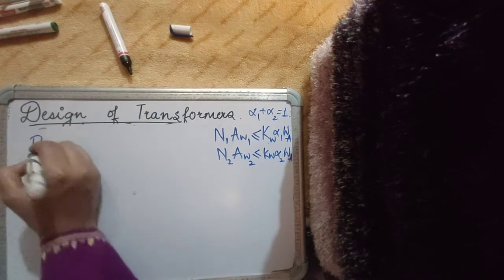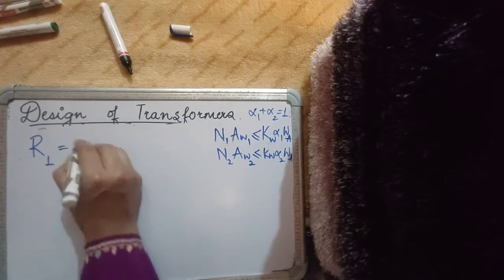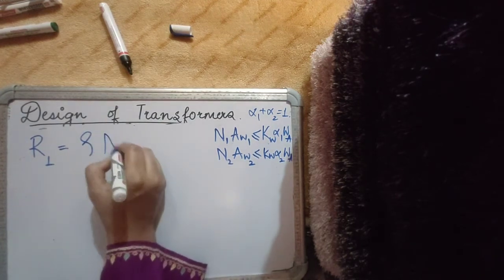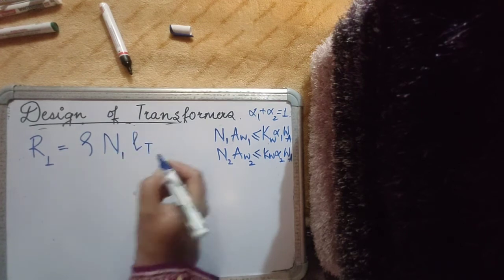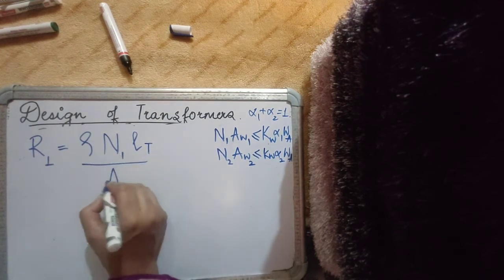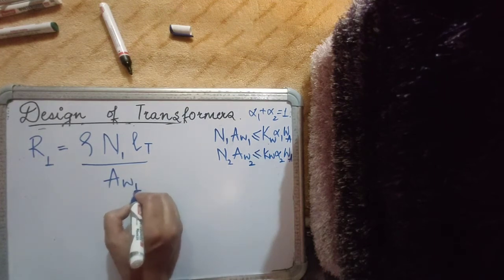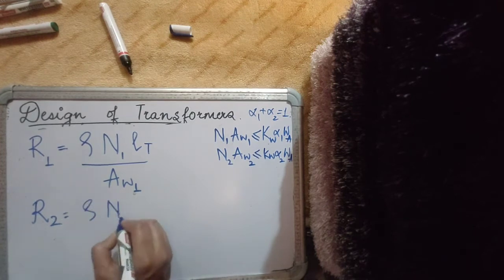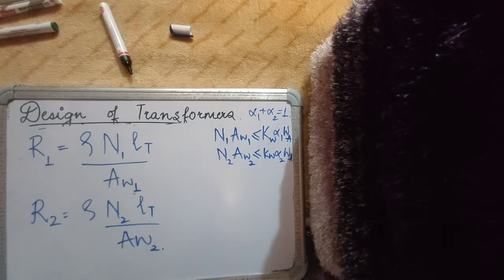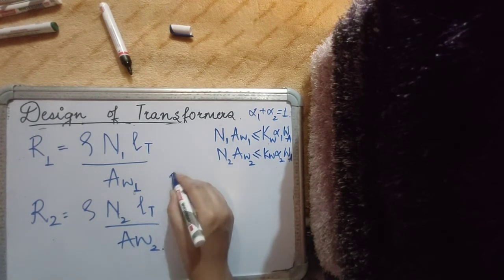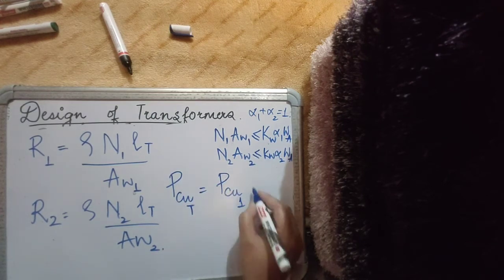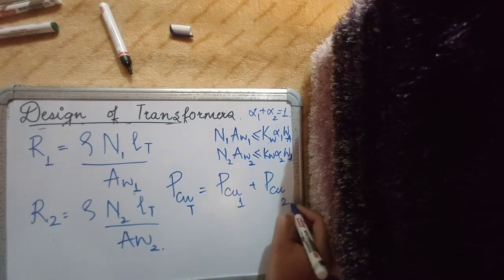Now the resistance of the primary winding will be equal to the resistivity of the material that you're using, assuming the same material has been used, times the number of turns times the length per turn, so rho N1 LT, divided by the area of cross section of the first winding. The second resistance will be equal to rho N2 LT upon AW2. If I look for the copper losses, the total copper losses will be the copper losses in the primary winding and the copper losses in the secondary winding.